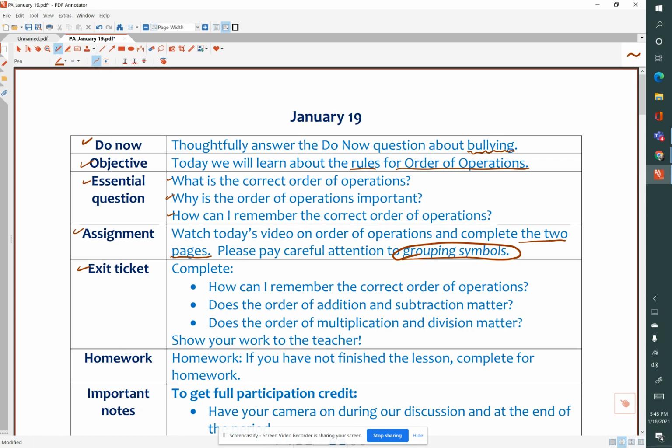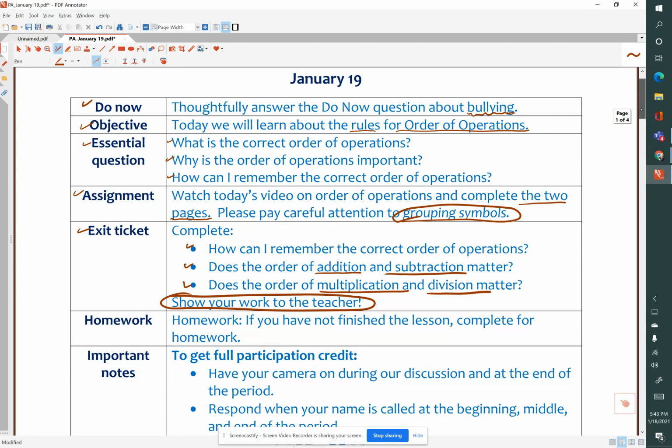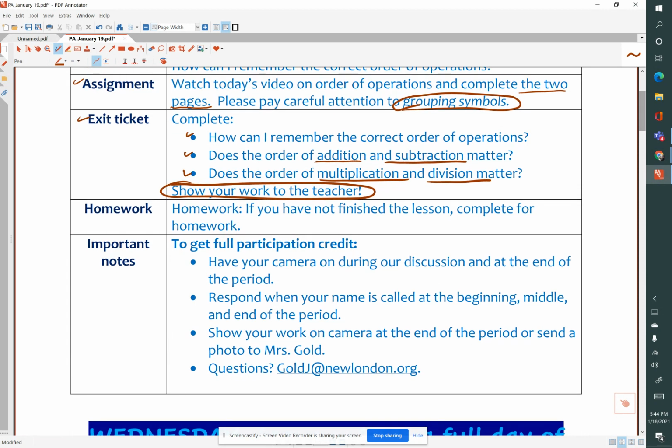Our exit ticket asks us to answer a couple of questions. How can I remember the order of operations correctly? Does the order of addition and subtraction matter? And does the order of multiplication and division matter? And remember, very important that you show your work to me, or you can take a picture and send it to me. That way you get participation credit for your work. If you did not finish your lesson, you still need to show it to me, even if it is not finished. But if you haven't finished it, you can complete it for homework.